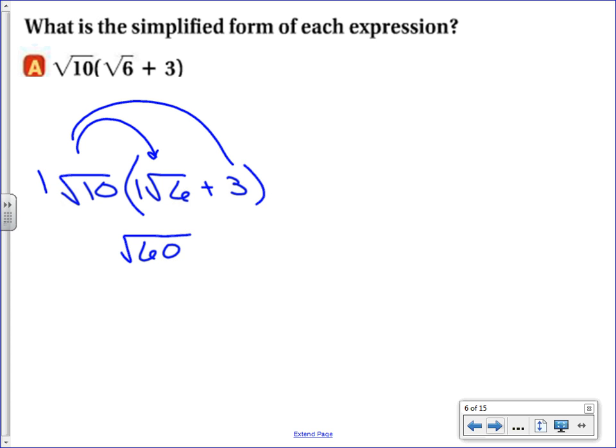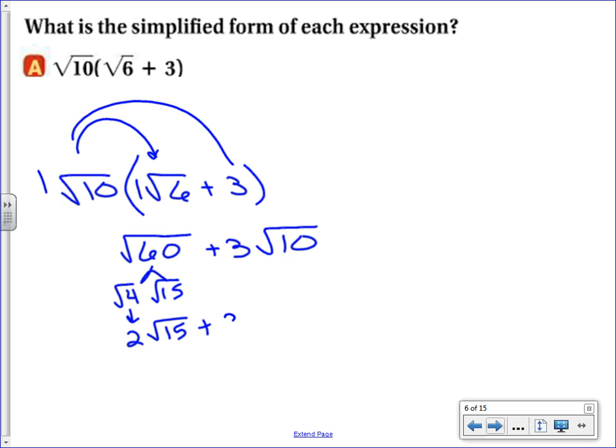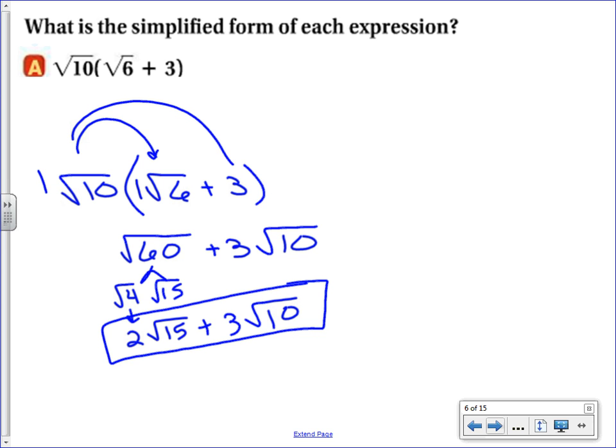First times second. My outside number is 1. My outside number is 3. 1 times 3 is 3, so I'll put a plus 3 square root of. Now the only number that I have inside the square root is 10, so I'll just bring that over. Before I say I can be all done with this problem, I have to break it up to see if maybe I can add them together. 60 breaks up into 4 times 15. And 10 can't break up into a perfect square. Now I notice I have 15 and 10 as my inside numbers. Since they're different, you cannot add them together. This would be your final answer.